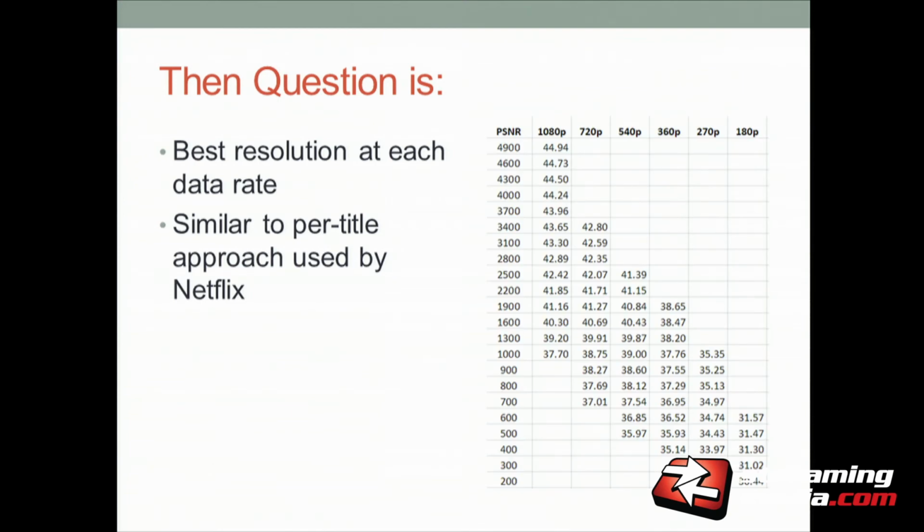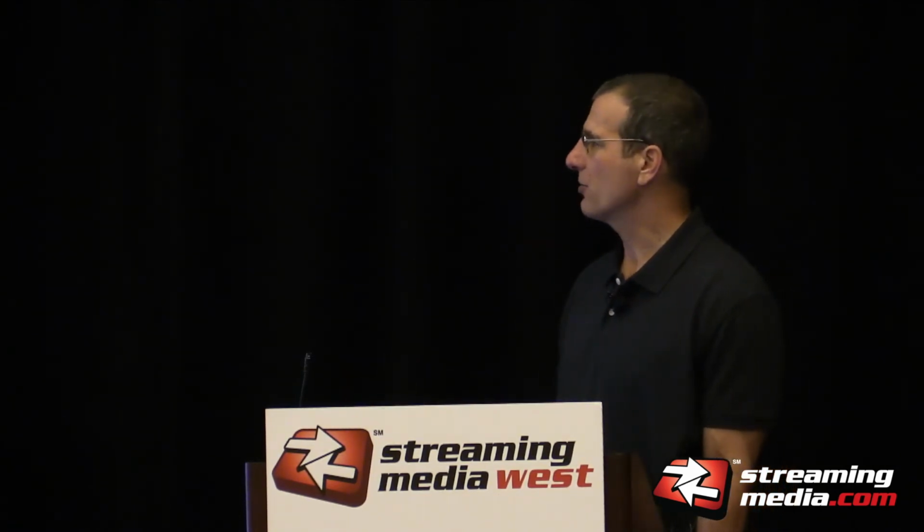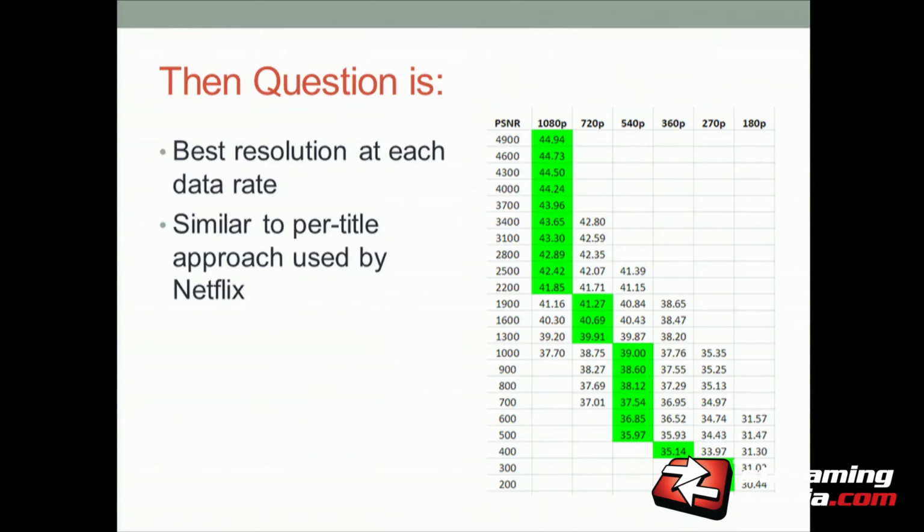So what Netflix does is they encode every file at a bunch of different resolutions at a bunch of different data rates. They started out using PSNR. They've since moved to the VMAF algorithm. And then they look at, okay, of all the files that we encoded at 3.4 megabits per second, what's the highest quality?